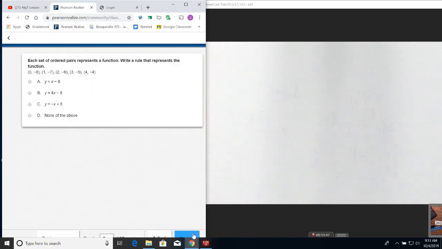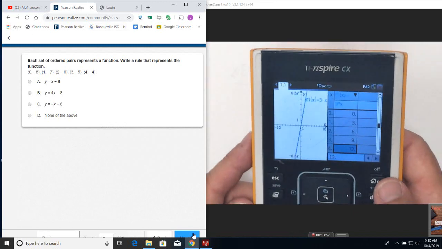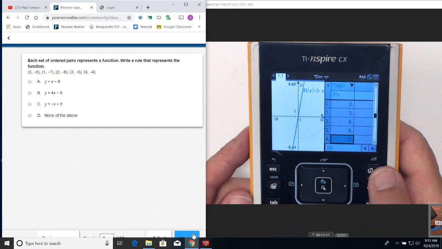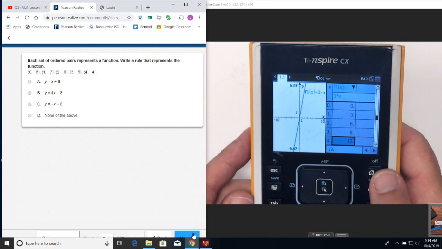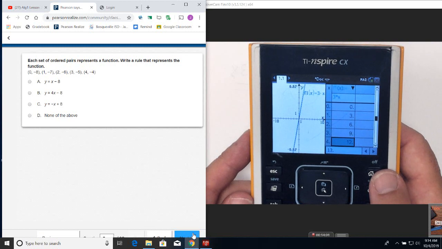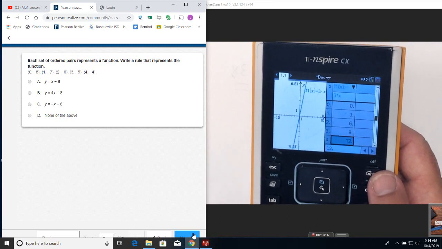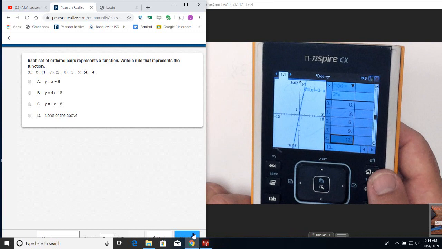Each set of ordered pairs represents a function. Write a rule that represents the function. Y'all want to just randomly guess and check? Would that be a good way of doing it? Not really, but you can. All right. I'd rather you not. I'd rather you actually try to create the pattern and see if there is a pattern. But if you just want to randomly guess and check, we could. Let's just try a couple. And if I don't get it right after the first two, we're going to calculate it, okay?